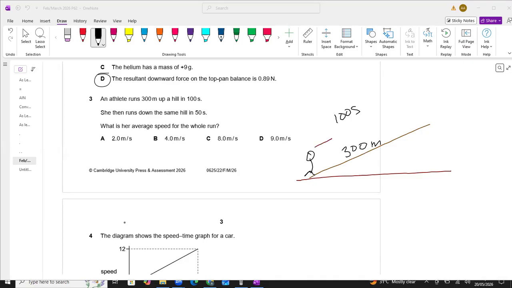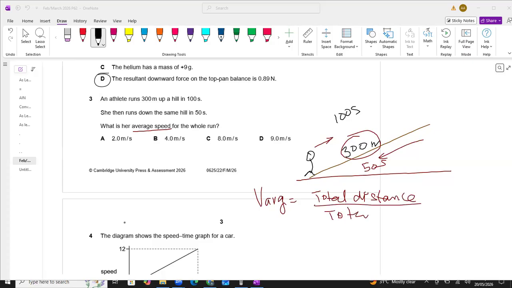So initially when the athlete was moving in the upward direction, she is covering a distance of 300-meter in 100 seconds. Now when she is moving back, she is covering the same distance, but now she is taking 50 seconds. So we have to calculate the average speed. What is the formula of average speed, students? The average speed formula is total distance divided by total time. All right, I'm repeating, students, total distance divided by total time.